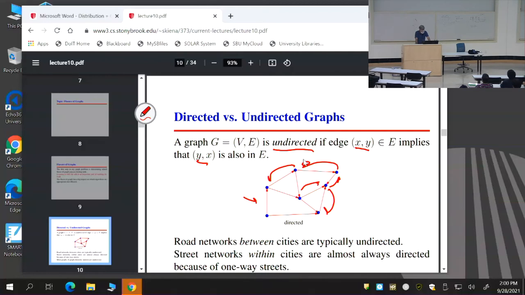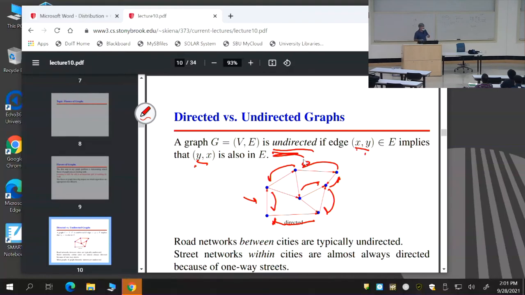I say that it is an undirected graph if edge XY implies edge YX. So if you really double all these edges, I would call that an undirected graph at that point, at least conceptually. But usually that's the wrong way to represent it. Usually you represent it with undirected edges. Some algorithms work on directed graphs, some work on undirected graphs, as we'll see.